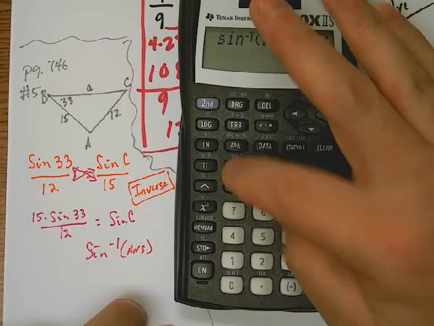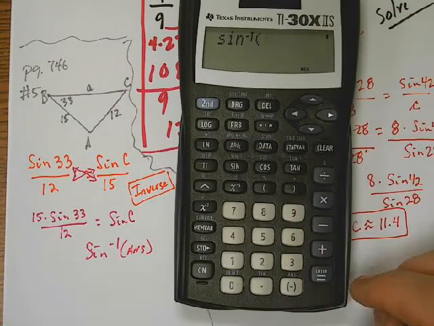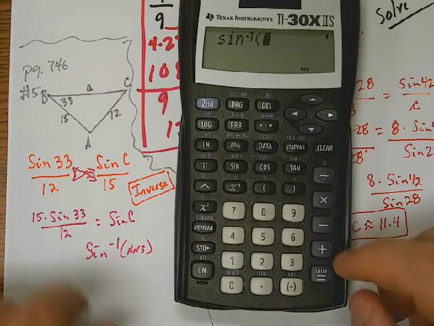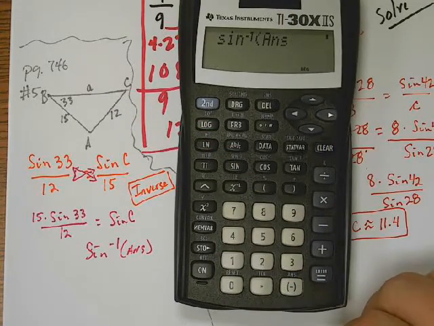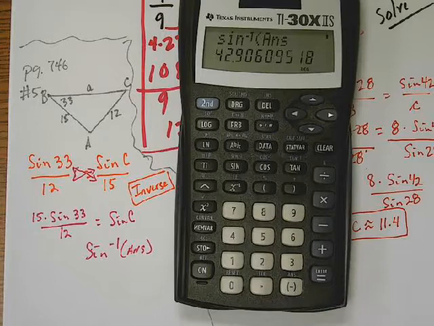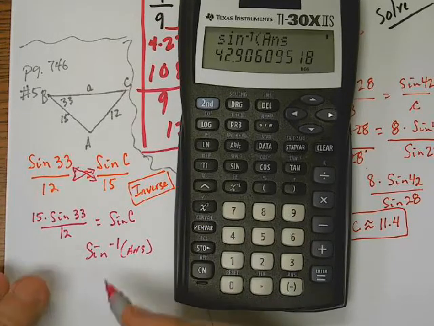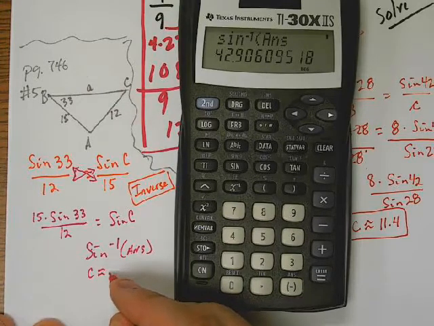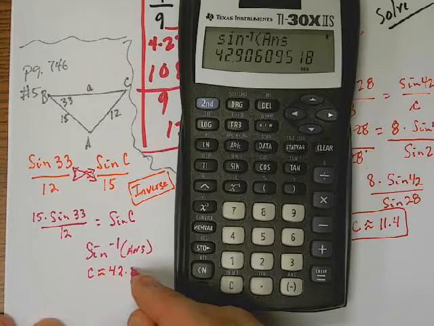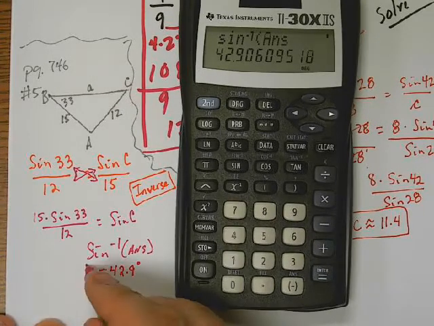So here we go. Second sine. Now, it's almost like the calculator already put in memory what the answer was. I'm going to go second answer. And see how it plugs it in? It's like it was stored. Now I hit enter. It's a nice little function that calculators have. Now, if you didn't know it, you wouldn't know. So C then is approximately equal to 42.9 degrees.